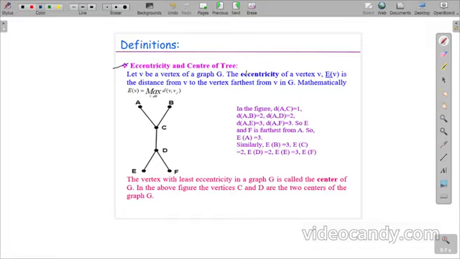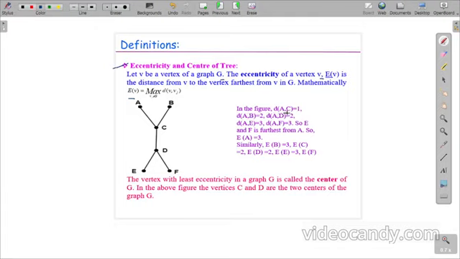Eccentricity and center of tree. Let V be a vertex of graph G. The eccentricity of a vertex V, E(V), is the distance from V to the vertex furthest from V in G. Mathematically, E(V) equals the maximum over Vj belonging to G of the distance d(V, Vj).